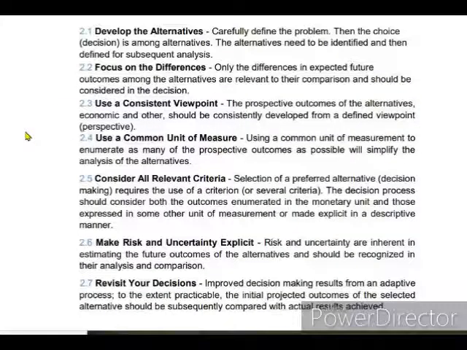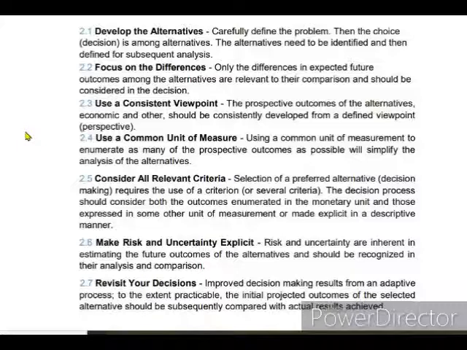First, develop the alternatives. Carefully define the problem, then the choice or decision is among alternatives. Different problems, different alternatives. The alternatives need to be identified and then defined for subsequent analysis. So we should not only identify problems, but we should explain them, so that we can analyze them more accurately.